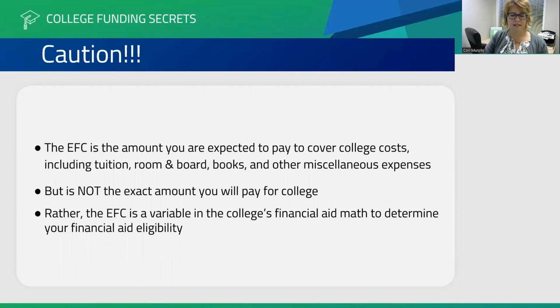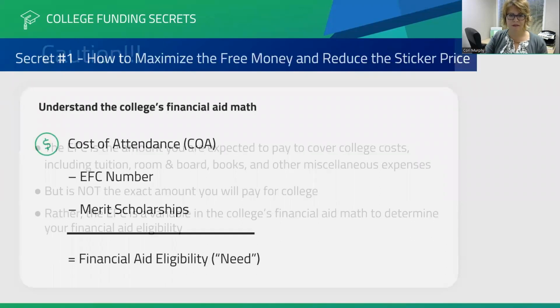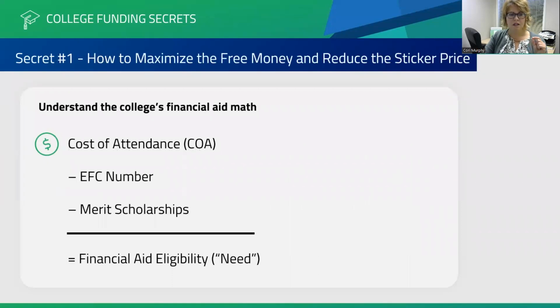Okay. Here's the math. Cost of attendance, that is that published sticker price of tuition and room and board and books and miscellaneous expenses. And then they're going to subtract your EFC. They're going to subtract any merit scholarships that they've already awarded you, and that equals your remaining financial aid eligibility or your quote unquote need.